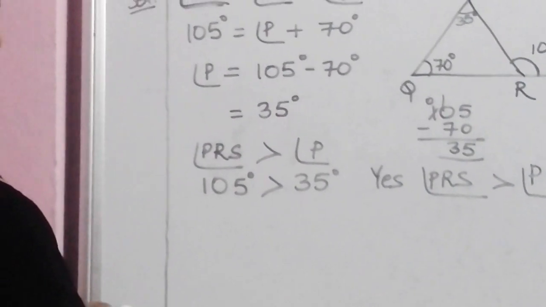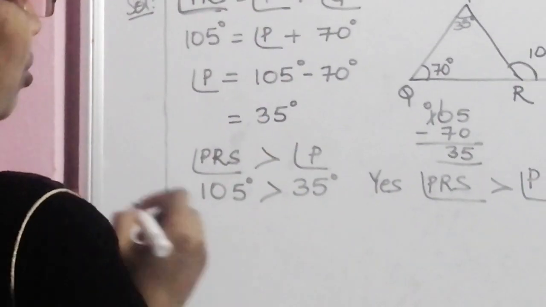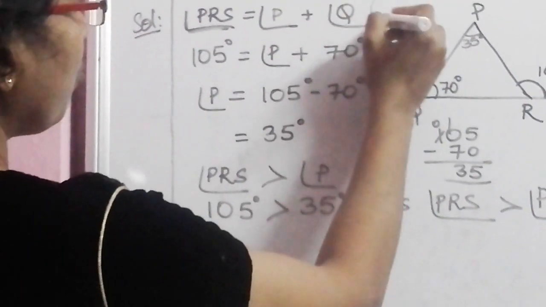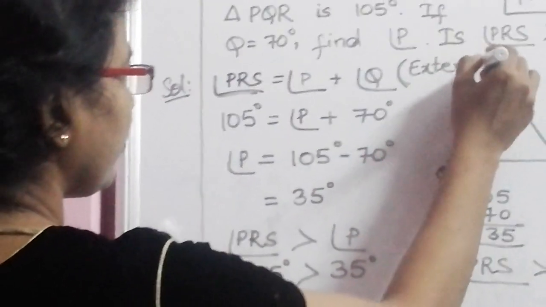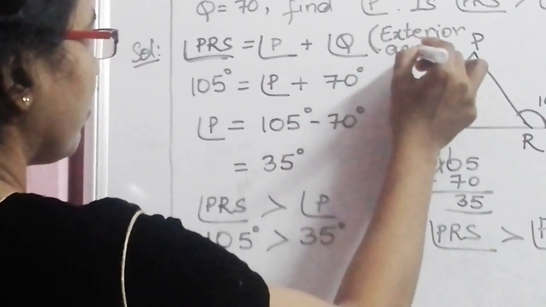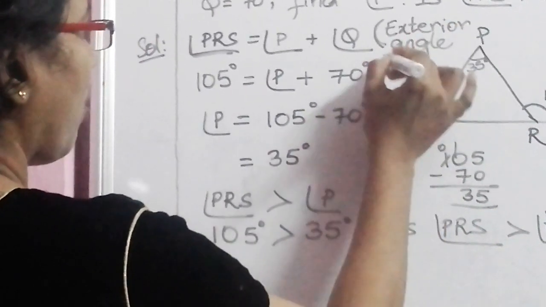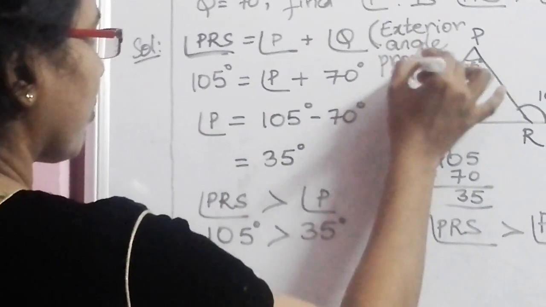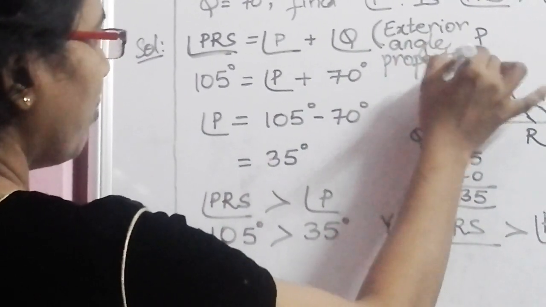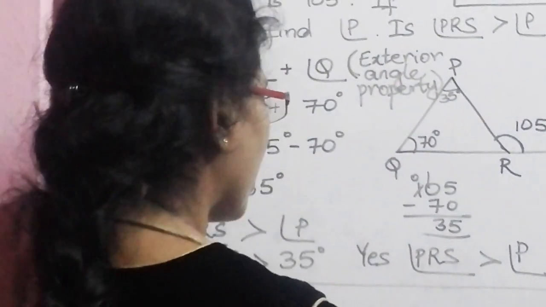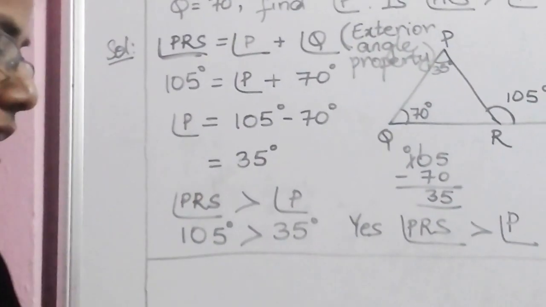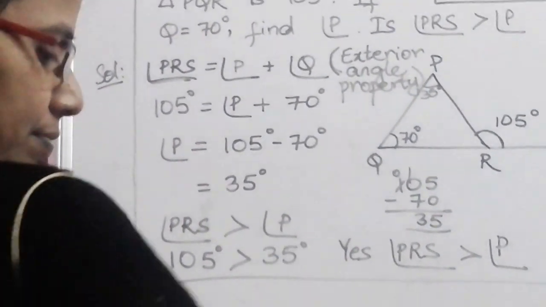Did you understand the problem? Copy this in your classwork book. Here you need to write the property. Which property? Exterior angle property. Only one property we have used and we are able to solve the problem. Copy this in your classwork book, children.